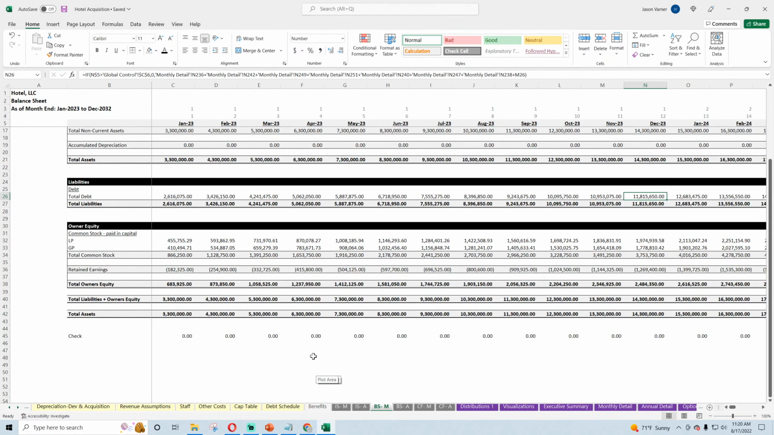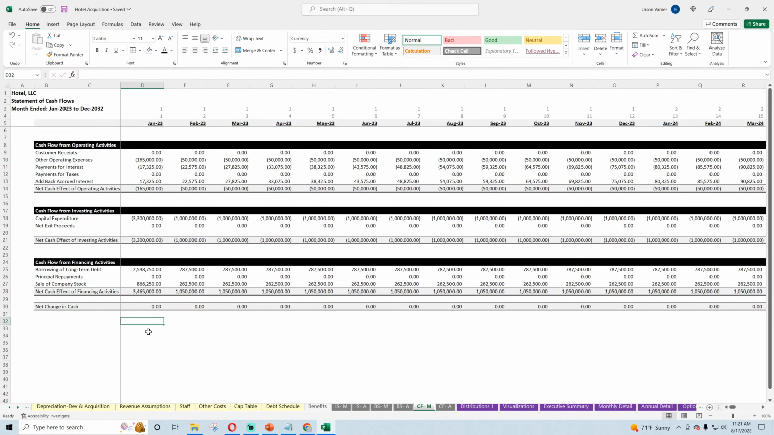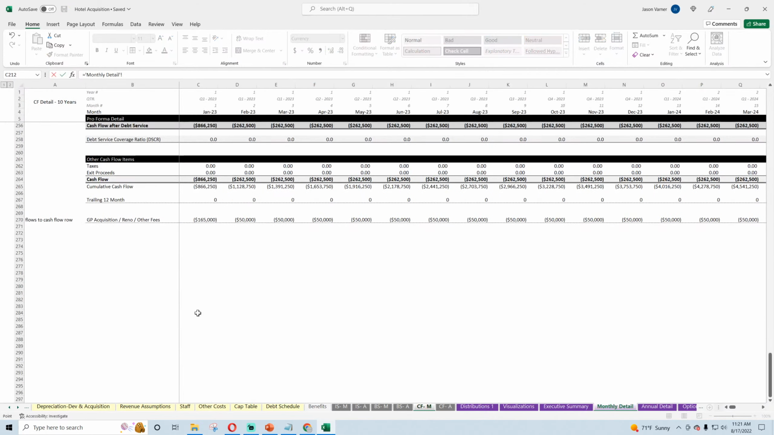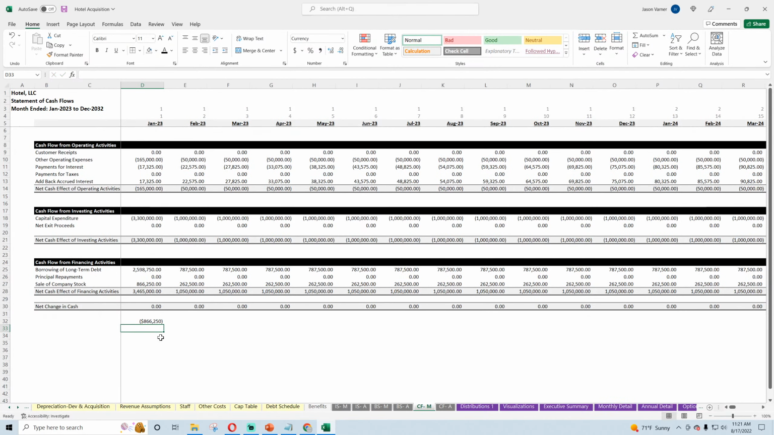So we're off on the balance sheet cash flow versus this. And the best way to figure this out is we look at the cash flow per month. And so we have this here. We want to look at the monthly detailed cash flow here, and then it should be zeroed out against any equity because the monthly and annual details don't include equity. Wrong sign.